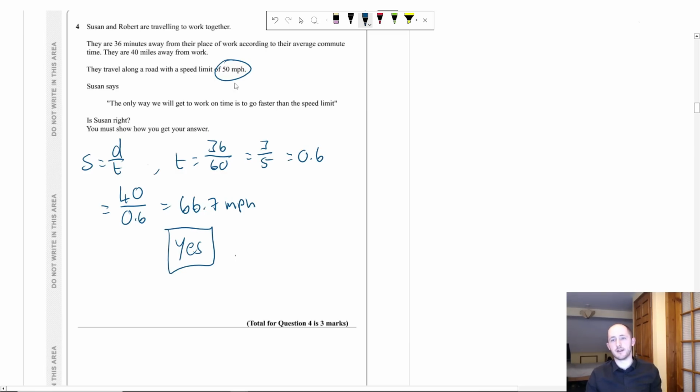Again, you can do it and instead assume 50 miles an hour and see how long it would take them, or assume 50 miles an hour and see how far they travel in 36 minutes and show it's less than 40 miles. All of these things are equally kind of acceptable, okay?